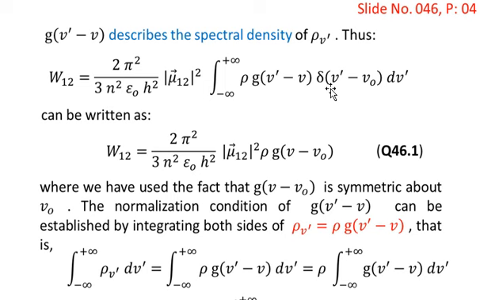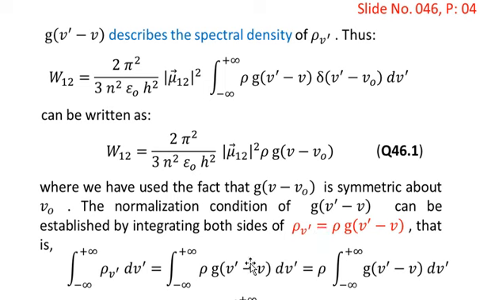You see that in obtaining this result we have used the property that the argument of the delta function should be 0. For that, nu prime should be equal to nu naught. So setting nu prime equal to nu naught in the function g, we obtain the result. But you see that we have changed the order: rather than writing nu naught minus nu, we have replaced the argument by nu minus nu naught, because the function g is an even function, or we can say that it is symmetric about the vertical axis. So we have written W12 as given in equation number 46.1, where we have used the fact that g of nu minus nu naught is symmetric about nu naught.